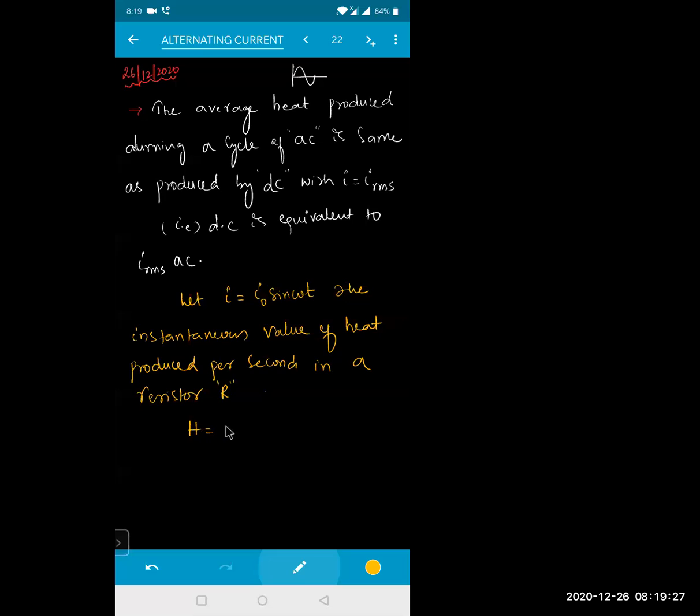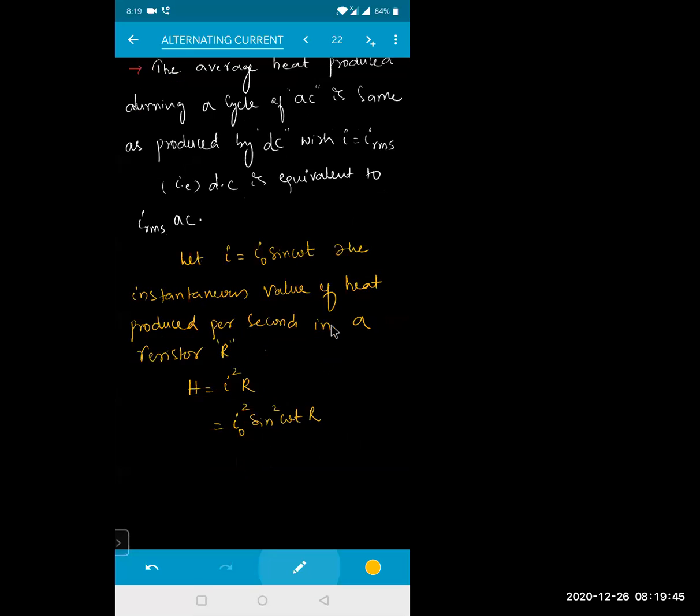What is the heat formula? We have already studied it in current electricity. H equals I squared R is the heat produced. So what is the value? H equals I naught squared sine squared omega t into capital R.